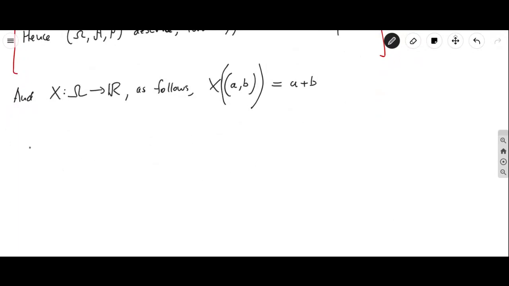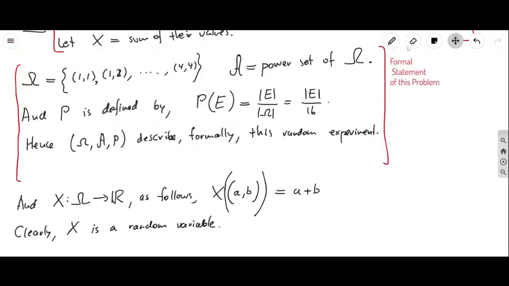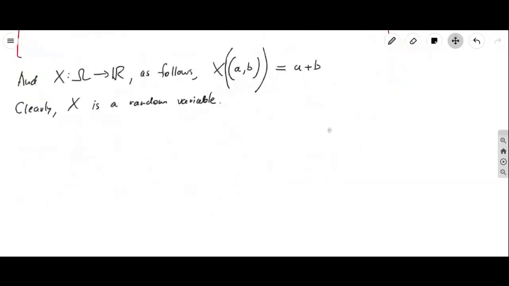And clearly, X is a random variable. The reason for this is that to be a random variable, you need to check that if you pick a Borel set on the real line and pull it back, it ends up in the sigma algebra for the sample space. Well, the sigma algebra for the sample space here is the power set. It contains every subset. And so because of that, it will automatically be a random variable. There's nothing really to check.